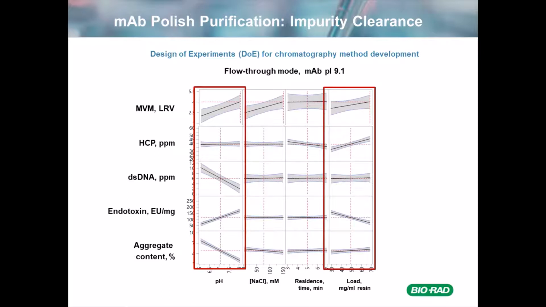The salt tolerance of this step is visualized here. As we can see, from 0 to 150 millimolar of sodium chloride, we do not see any significant impact on the impurity clearance. That's good. And we also don't see sensitivity to the residence time, which means we can run the purification fast without compromising the product quality.